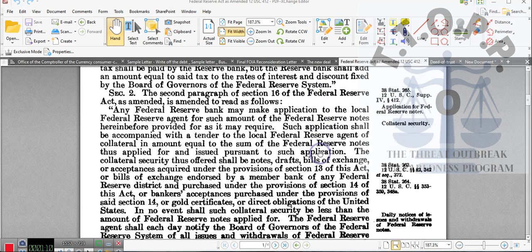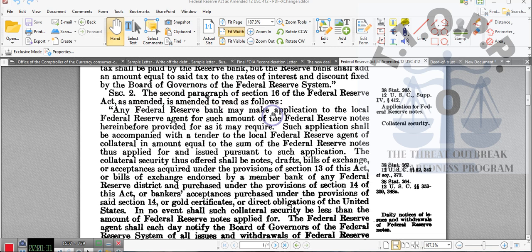We're concerned about this paragraph here. Section 2 of Section 16. Of paragraph 16. See? Section 2. The second paragraph of Section 16 of the Federal Reserve Act as amended is amended. See, it was amended in 1933. Is amended to read as follows.